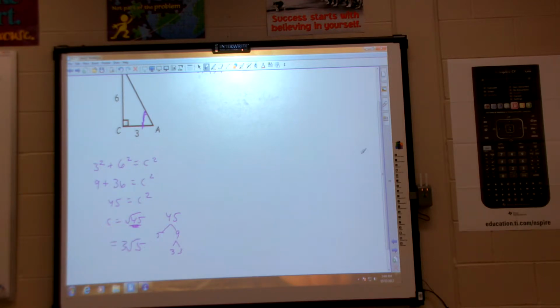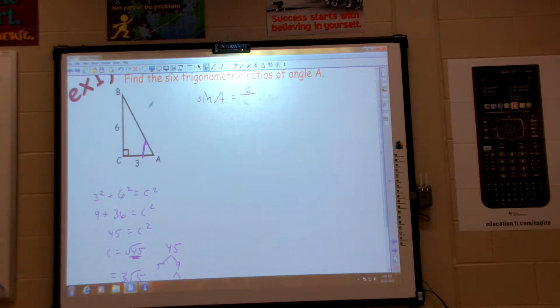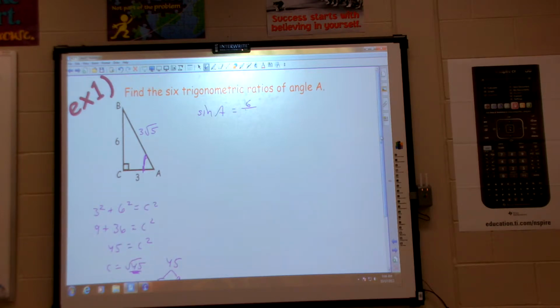So before I even start the problem, I had to do quite a bit of work. This is 3 square root of 5. So before I even started with my 6 trigonometric ratios, I do a lot of work. I do the Pythagorean theorem and reduce. This is where people miss a lot of points, is not reducing. So now when I answer this, that is 6 over 3 square root of 5. But I am so not done.